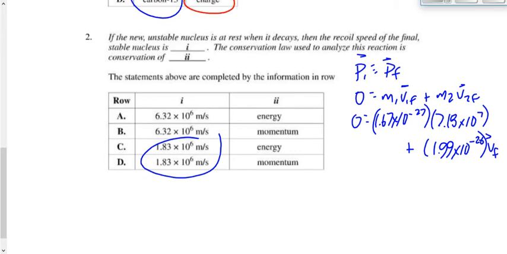All right, so what's the law now? Is it conservation of energy or conservation of momentum? It's pretty clear at this point that we use conservation of momentum. It's an explosion. Whenever we have a collision or an explosion, we use the law of conservation of momentum.